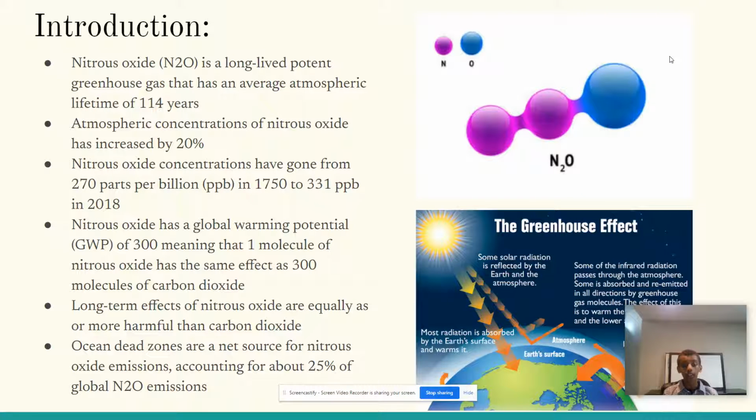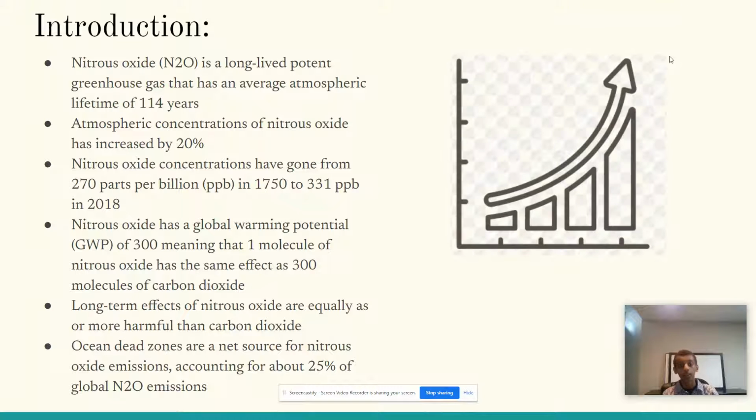Nitrous oxide is a long-lived, potent greenhouse gas that has an average atmospheric lifetime of 114 years. It is one of the main contributors to global warming. Since the Industrial Revolution, the atmospheric concentration of nitrous oxide has increased by 20%. It has gone from 270 parts per billion in 1750 to 331 parts per billion in 2018, with the fastest growth being in the last 50 years.